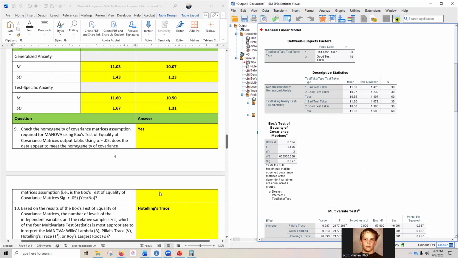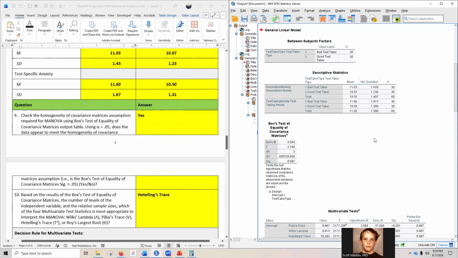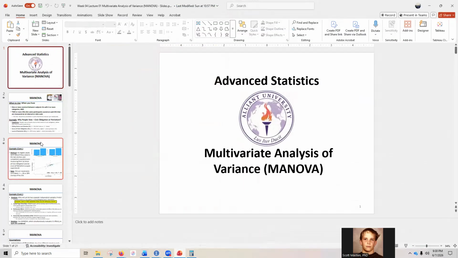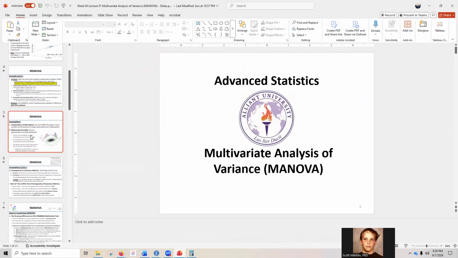So the next one is based on the results. Box's test of equality of covariance matrices tells us we met the assumptions, and we also consider the number of levels of the independent variable and the relative sample sizes. Which of the four multivariate statistical tests in here, Pillai's, Wilks, Hotelling's, and Roy's largest root, is most appropriate to interpret your MANOVA? So for this, you want to go to the lecture from this week.